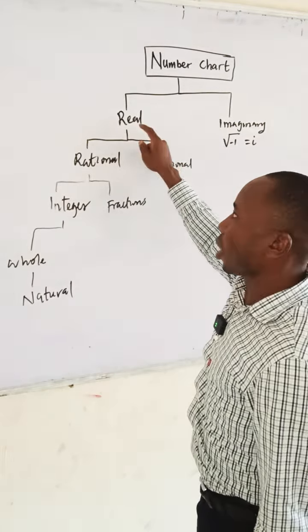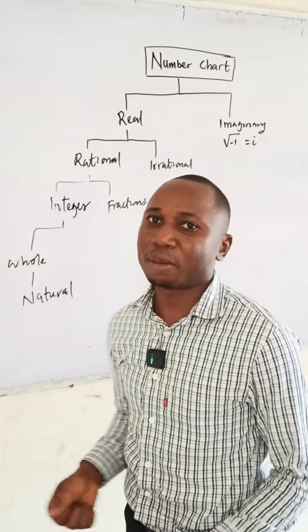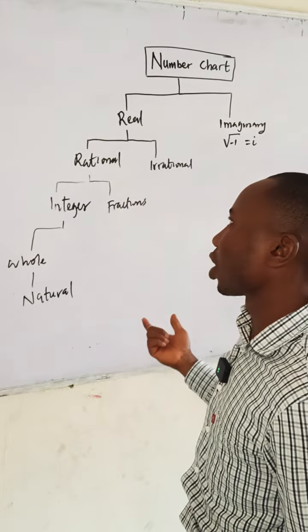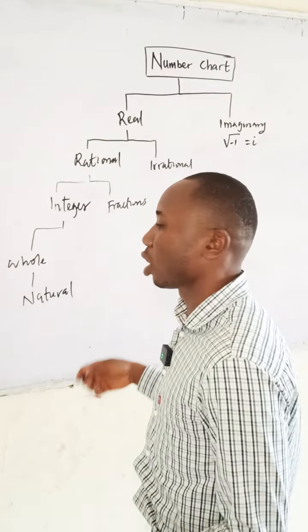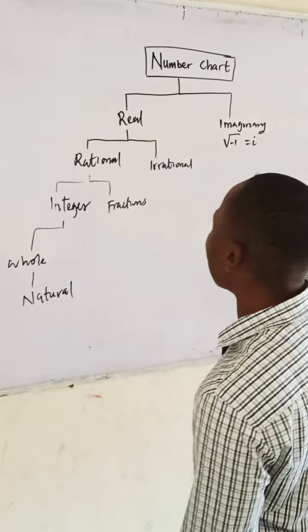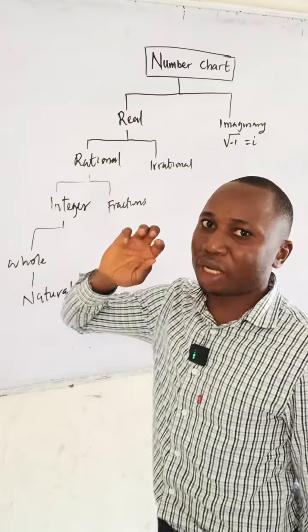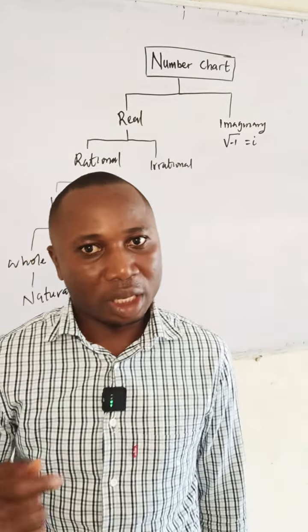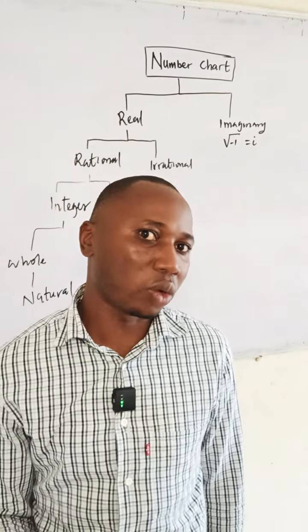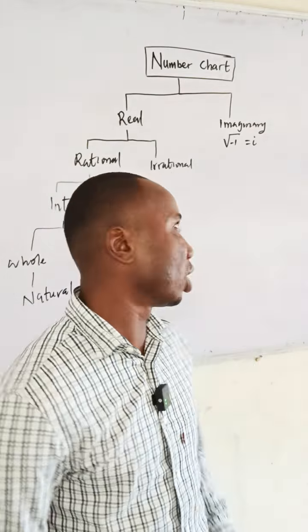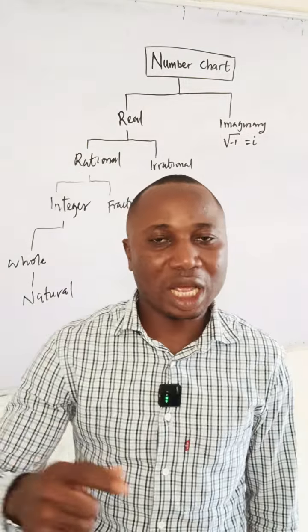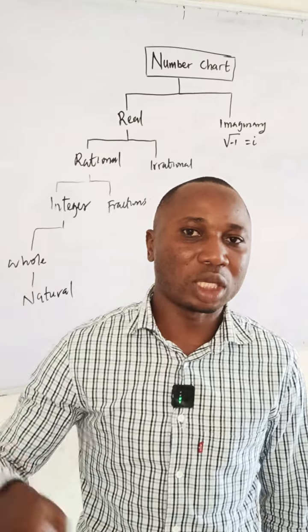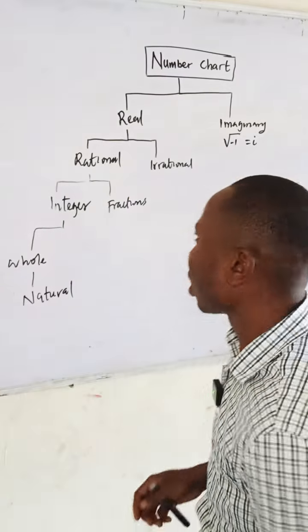We know that real numbers consist of so many classes of numbers. We have rational, irrational, integers, whole numbers, and the natural numbers. Then the imaginary numbers are very few. They only come up when you have a negative sign under the square root. It gives you an imaginary number, which is represented by i. Anytime you have a negative under the square root, it gives you an imaginary number.